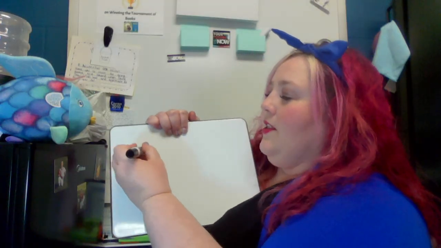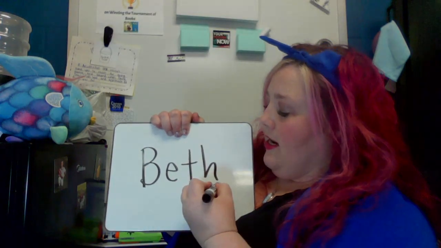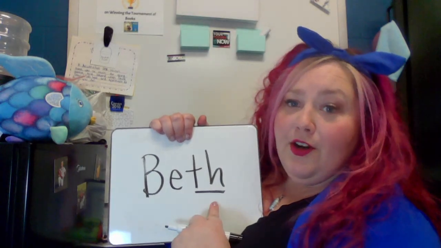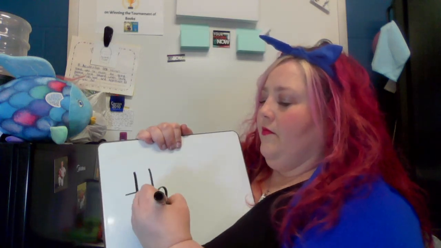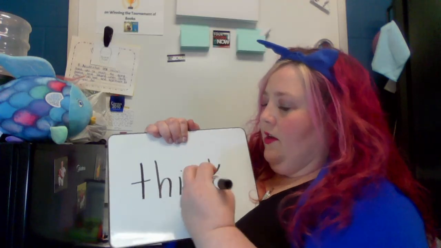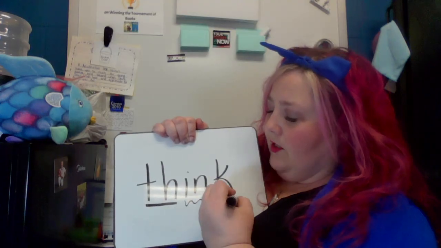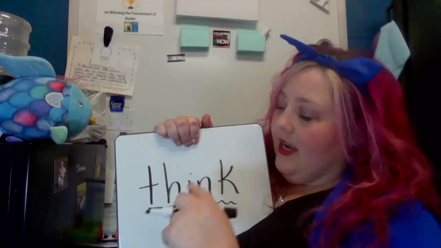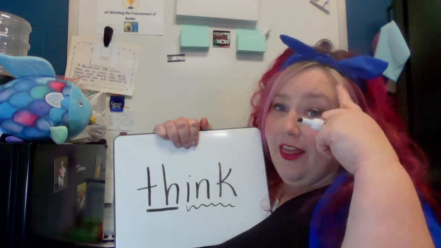Okay. Now, this was the name of one of the characters in our story. I see my digraph at the end. Beth. Her name was Beth. Okay, I see my digraph right here. And I also see something here. This is a welded or glued sound. This chunk says ink. And I can add this part. Ink. Think. Think about it.